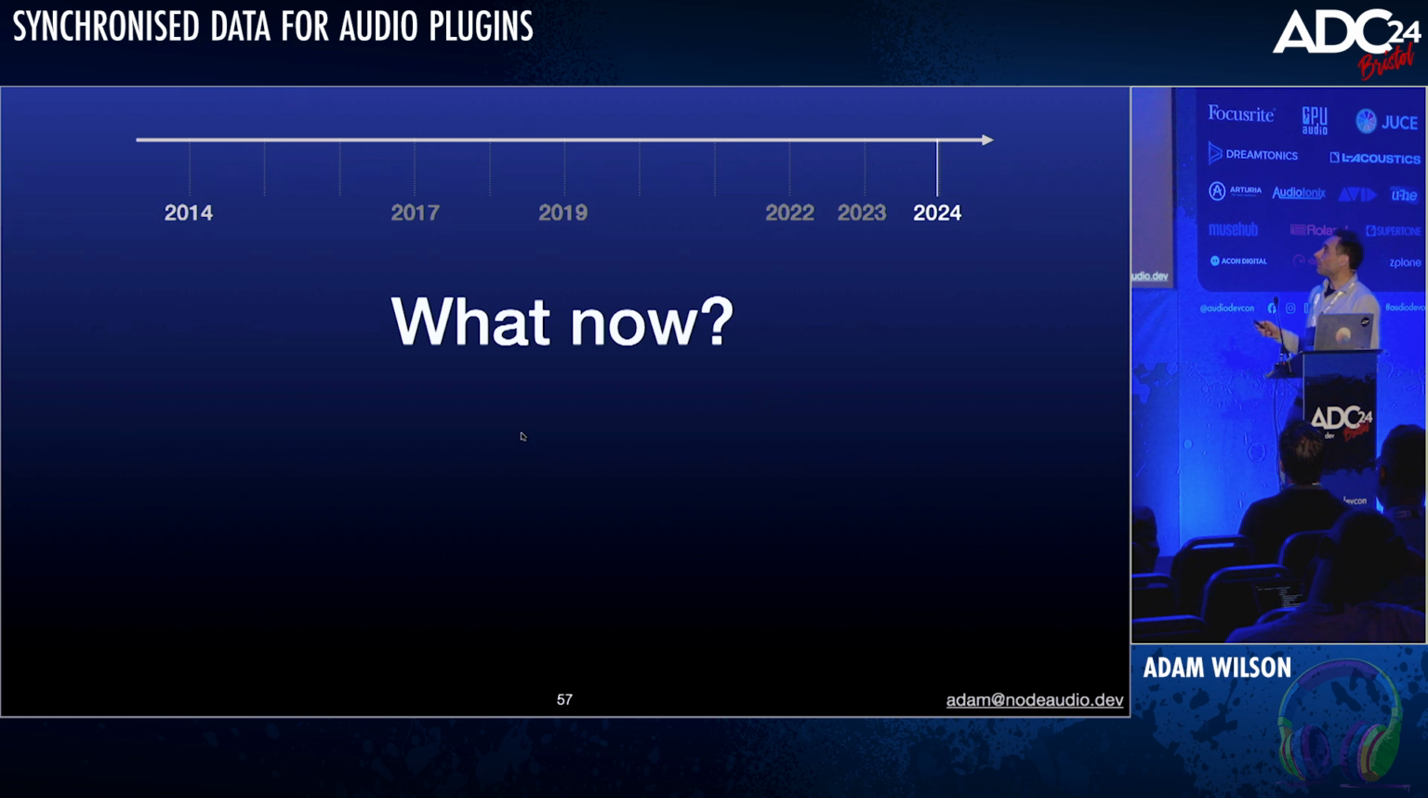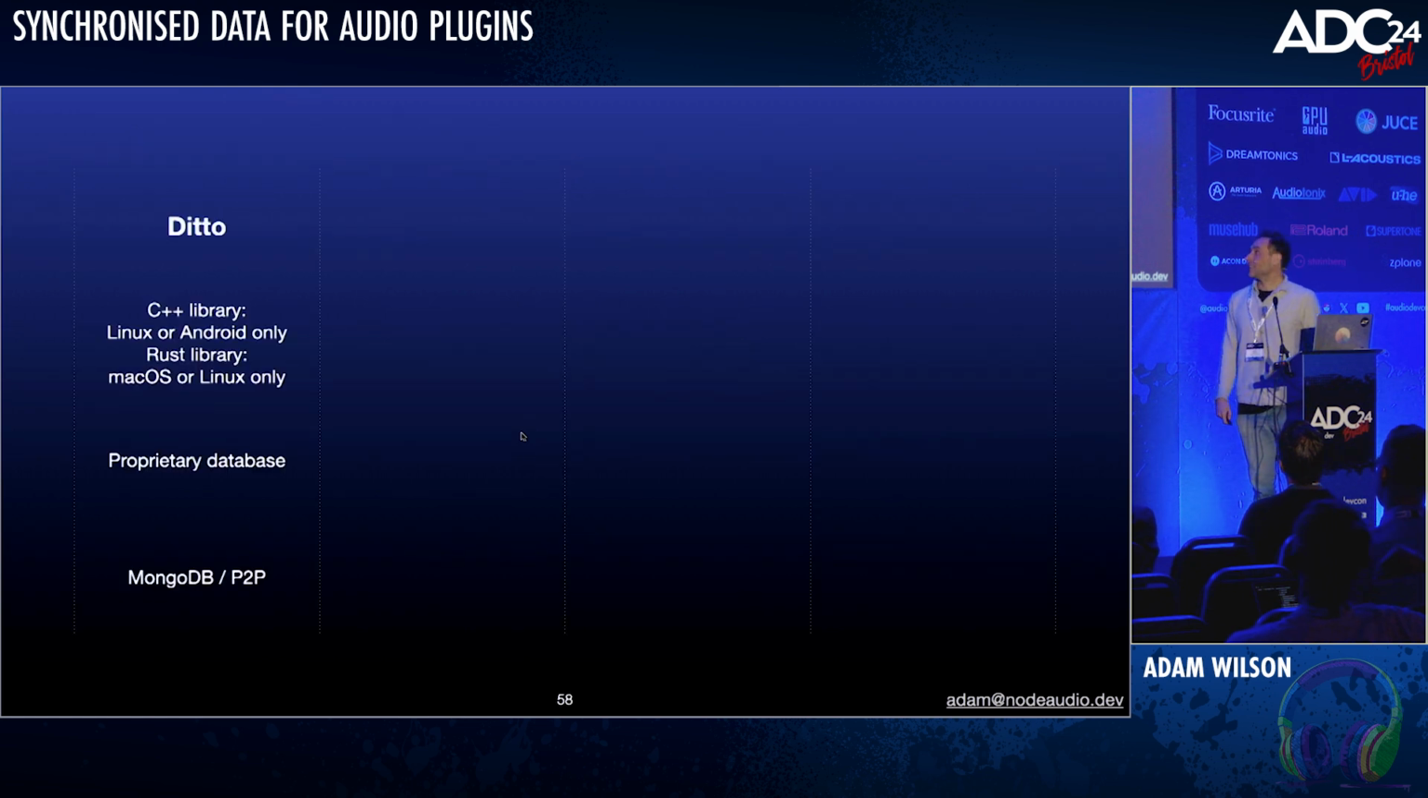So what now? Okay, MongoDB kindly, after putting this out, said, oh, there's some other projects you could use. There's one called Ditto that they recommended. But it's not really ready. I found a C++ library, but it's Linux or Android only. There's a Rust library I could use, Mac OS or Linux only. Nah, okay. Ditto's very focused on the peer-to-peer synchronization, which is quite interesting. It's a totally proprietary database, but we can't use it.